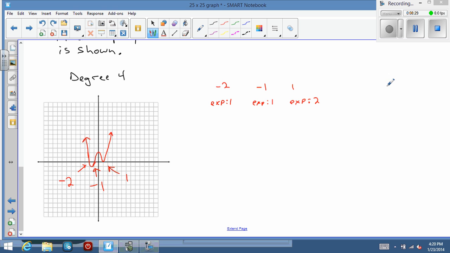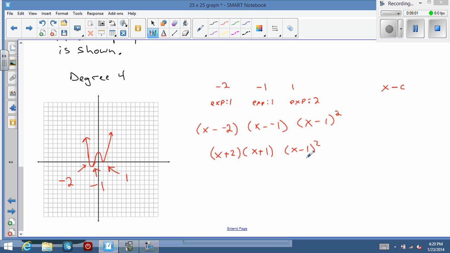So now to create these factors, I just need to put them into x minus c. So I have x minus a negative 2. I have x minus a negative 1. And then I have x minus positive 1. And that one will be squared. These other two have just an exponent of 1. So I get x plus 2 and x plus 1, and then x minus 1 squared.